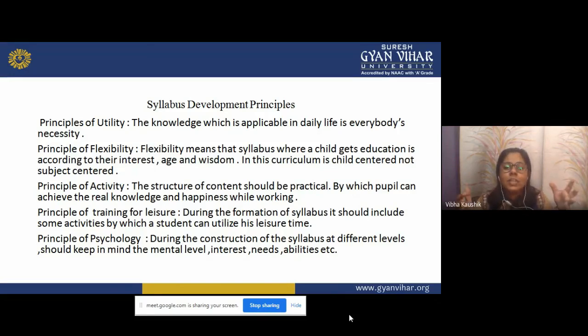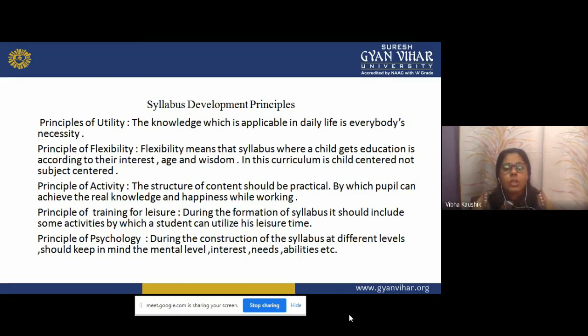Some activities should be included in the syllabus in such a way that a student can utilize his leisure time also, by which a student can utilize his leisure time in a better way, in a better manner.